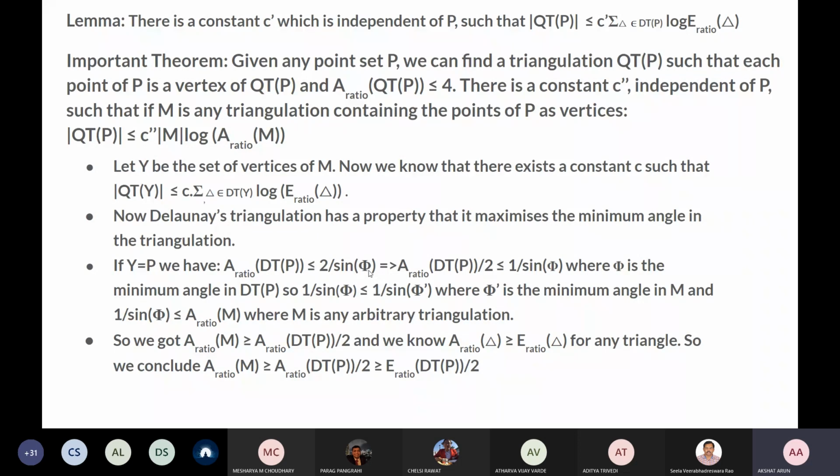So as phi is the maximum angle among all possible triangulations, 1 by sine phi will always be less than or equal to 1 by sine phi prime, where phi prime is the minimum angle in any arbitrary triangulation M. This inequality is also discussed by Mechaire in the previous slide. So we get that the aspect ratio of any arbitrary triangulation M is greater than or equal to the aspect ratio of Delaunay's triangulation by 2, and we know that the aspect ratio of any triangle is greater than the edge ratio of the triangle. So we conclude that these two inequalities hold, that is, the aspect ratio of M is greater than or equal to the aspect ratio of Delaunay's triangulation by 2 and is greater than or equal to the edge ratio of Delaunay's triangulation by 2.